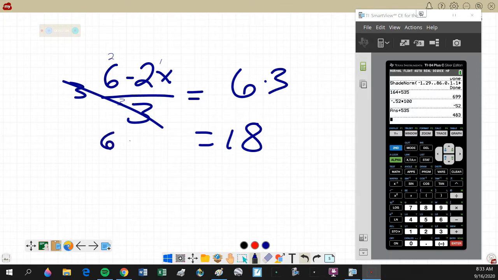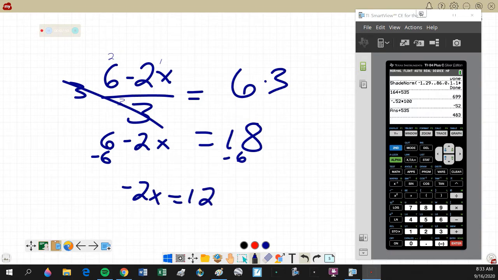So 6 minus 2x. Now I need to move the 6. How do I move the 6? Subtract 6. Negative 2x equals 12. Divide by negative 2. And I get x equals negative 6.